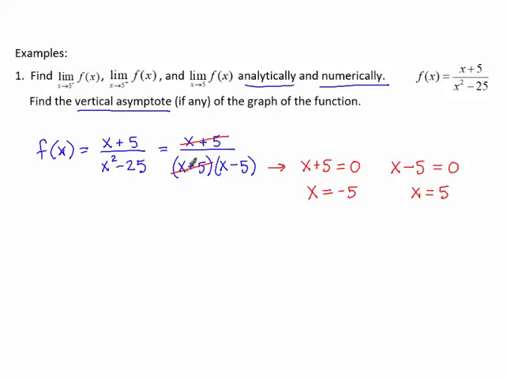Now, because I could remove this one by factoring it out, it was removed. This gives me a removable discontinuity. And do you remember what that looks like in a graph? That's right, it's a hole.